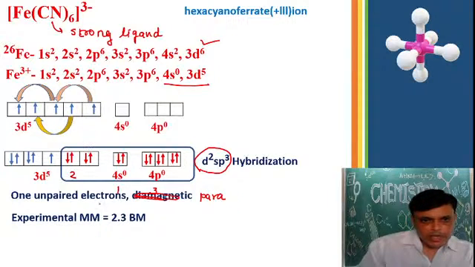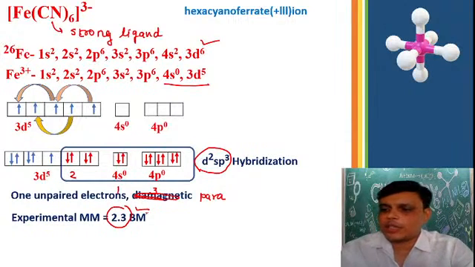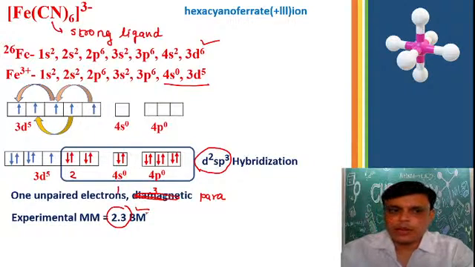Experimental magnetic moment here is 2.3. Now you tell me the calculated magnetic moment by using the spin only formula. Calculate the magnetic moment and tell me the value of mu s.